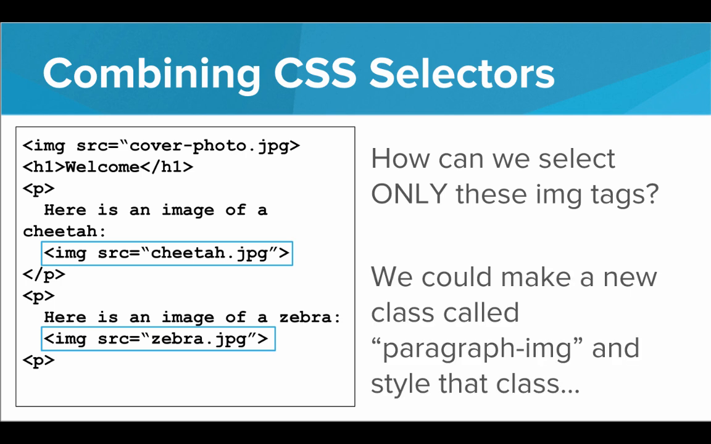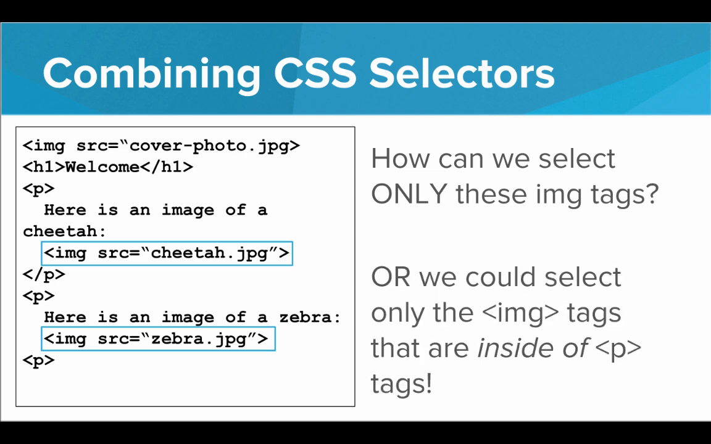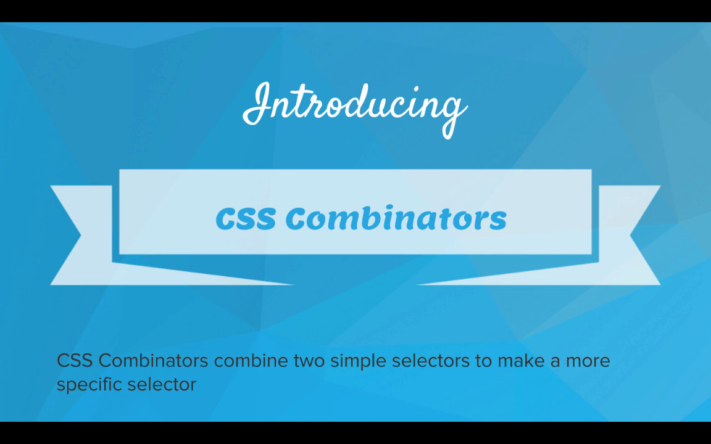So one option is we could make a new class called paragraph image, add that class to both of these image tags, and then style that class. Or what we could do is only select the image tags that are inside of p tags. So how can we do that? How can we select tags that are inside of other tags? Well, introducing CSS combinators. So CSS combinators combine 2 simple selectors to make a more specific selector.